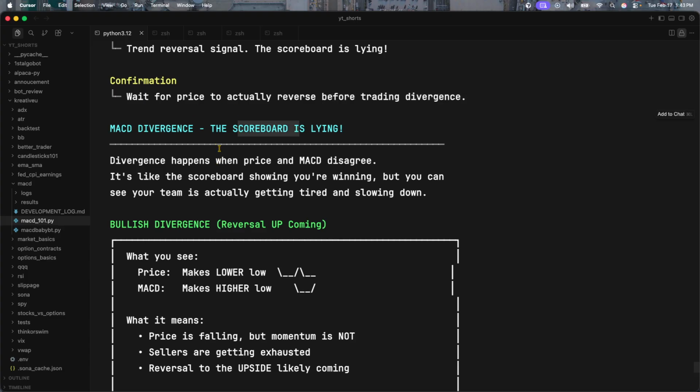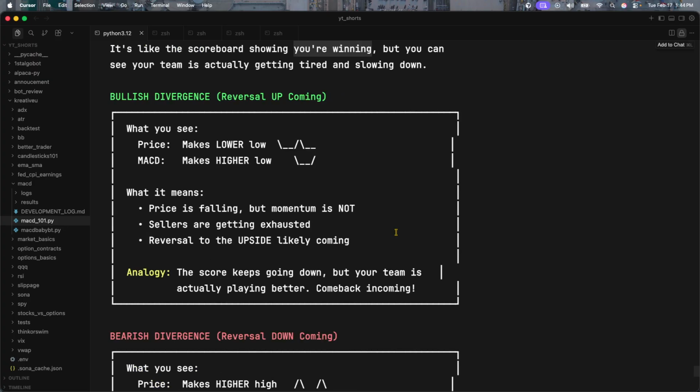MACD divergence is the scoreboard is lying. So divergence happens when the price and MACD disagree. It's like the scoreboard showing you who's winning, but you can actually see your team is getting tired and slowing down.